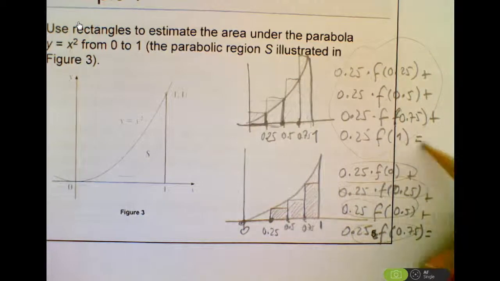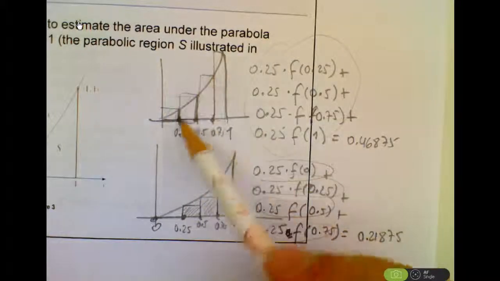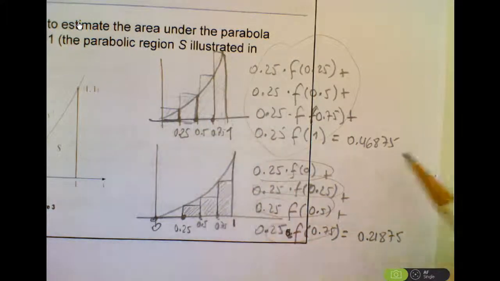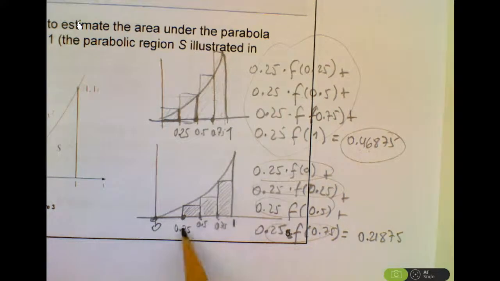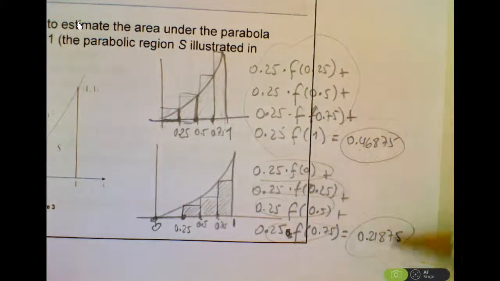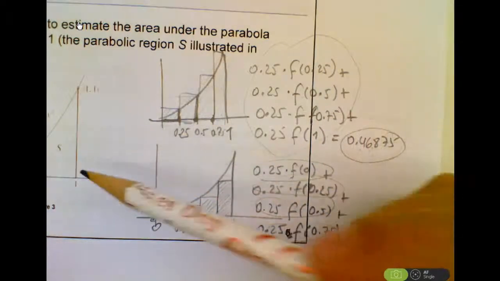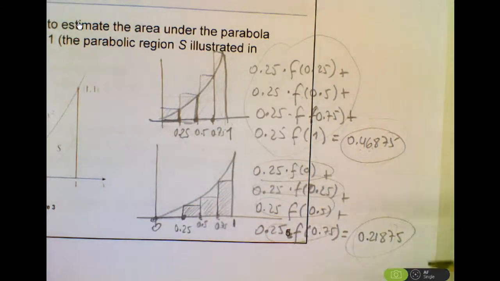And these two numbers are going to be different. So let's look at how much they are. Overestimating with right-sided rectangles, I have 0.46875, and when I'm using left-sided rectangles, I have 0.21875. So if I want to make a good estimate, I'm going to have to find an overestimate and an underestimate, and maybe I can take the average of these two numbers, and that will be an estimate of this area. But we're going to learn different ways of making better estimates of this. But right now we're just exploring to see what happens.